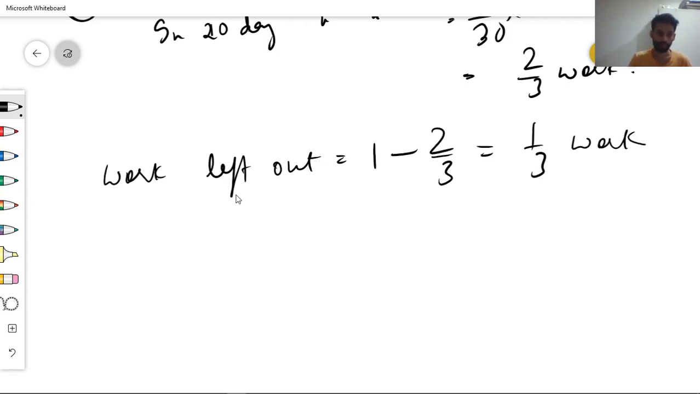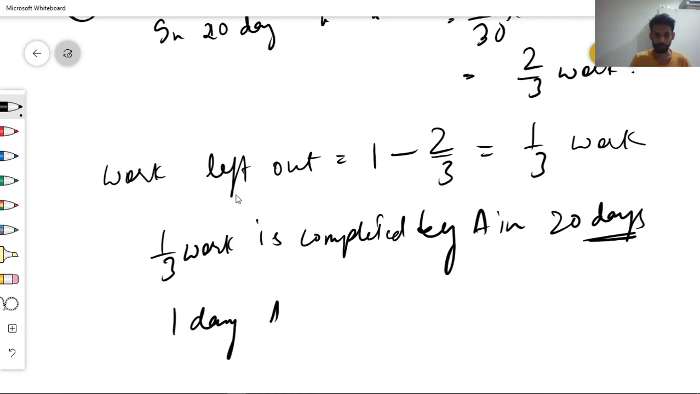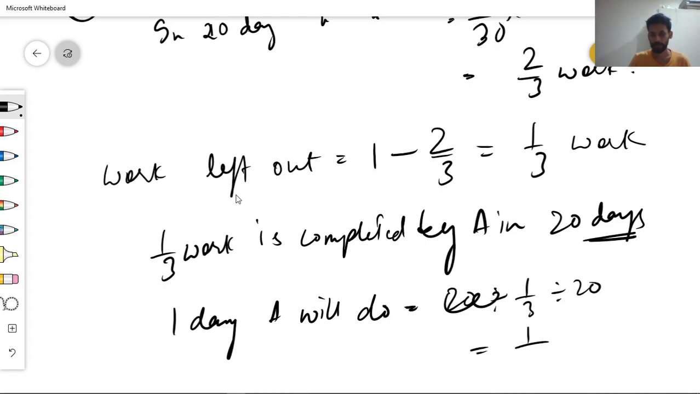Now this 1 by 3 work is completed by A in 20 days. Okay, this is what A has done in 20 days. So in 1 day A will do 1 by 3 divided by 20, that is 1 by 60.